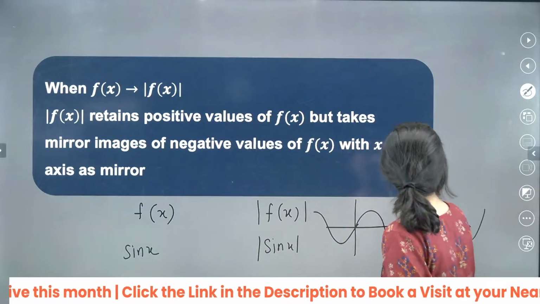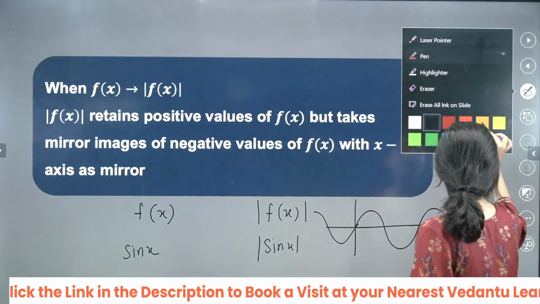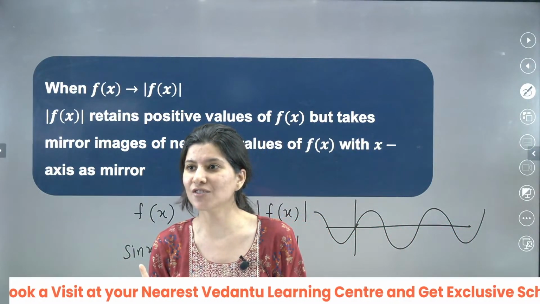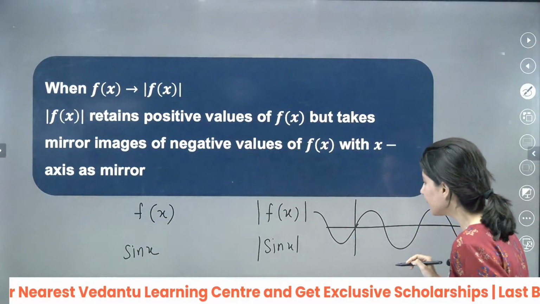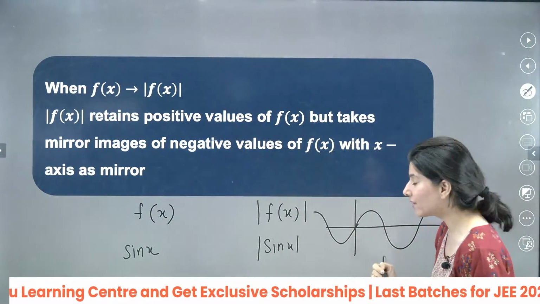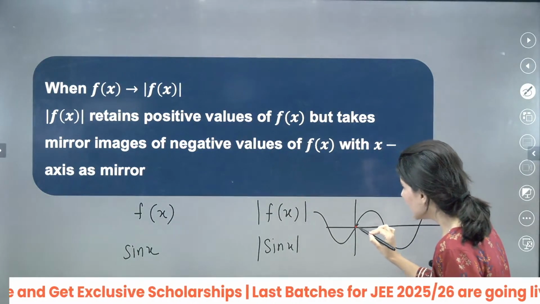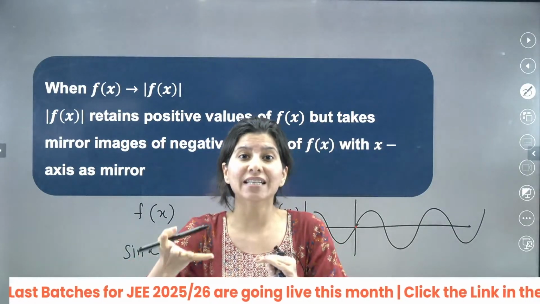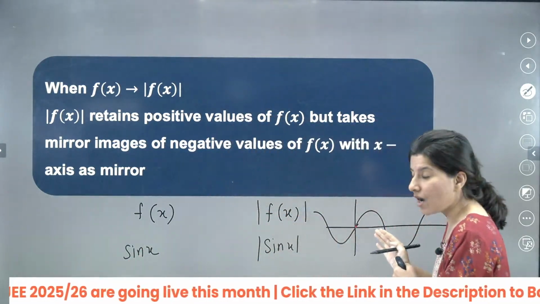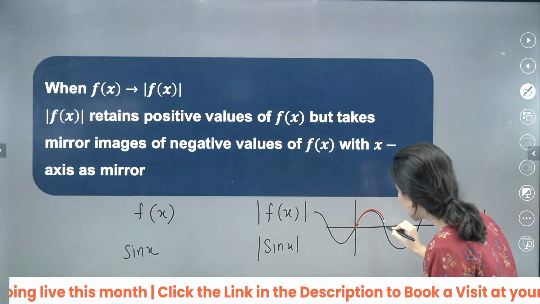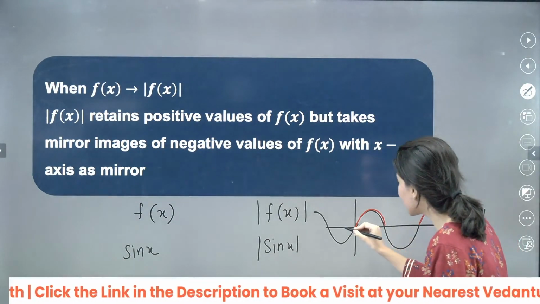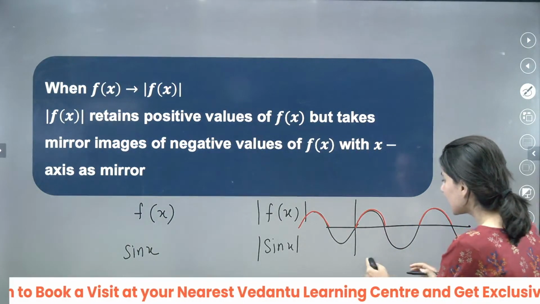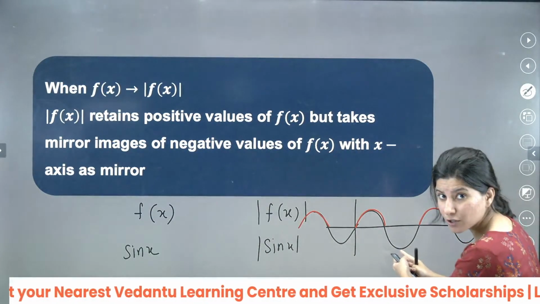Very important. This thing is actually very important. Understand it very, very nicely. Now mod of sin x, how to plot mod of sin x? Anyone can tell me in the chat box, yes or no? To plot mod of sin x, first of all, you need to retain all the portion which is above the x-axis. This is above x-axis. This is also above x-axis. This is also above x-axis, right? What is below x-axis? This is below x-axis. This is also below x-axis.